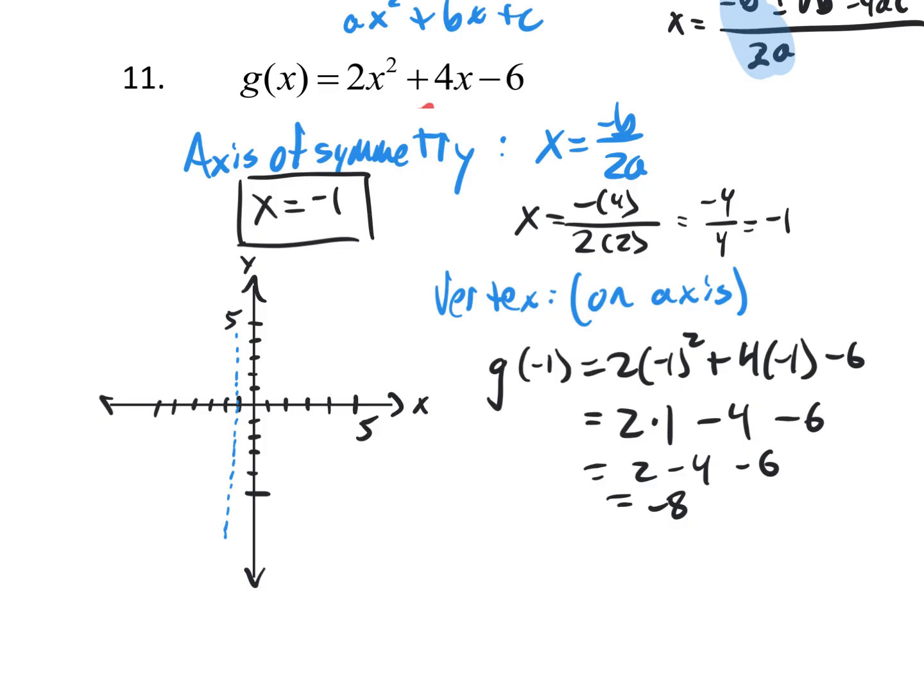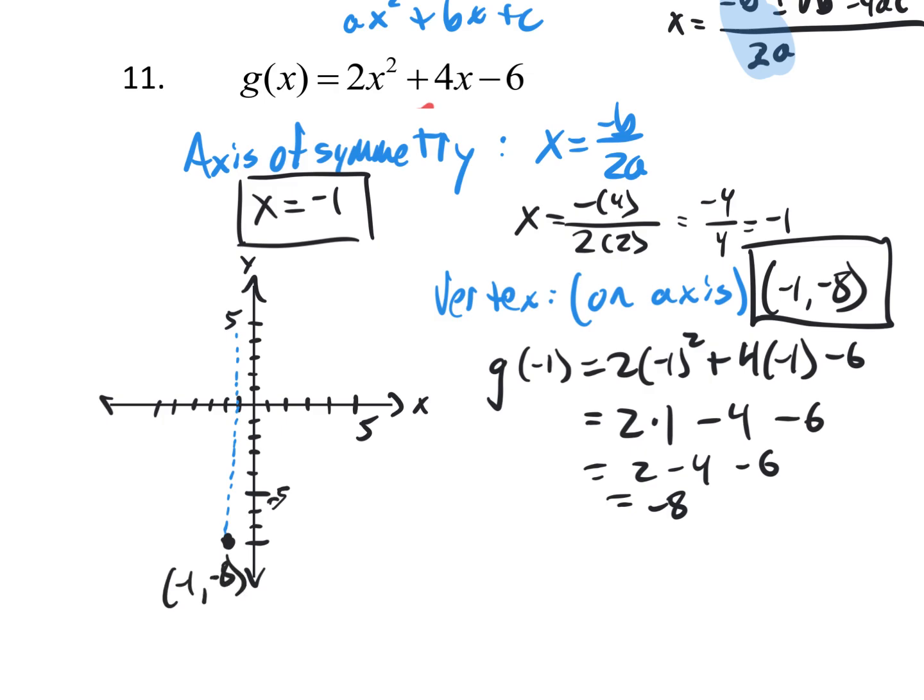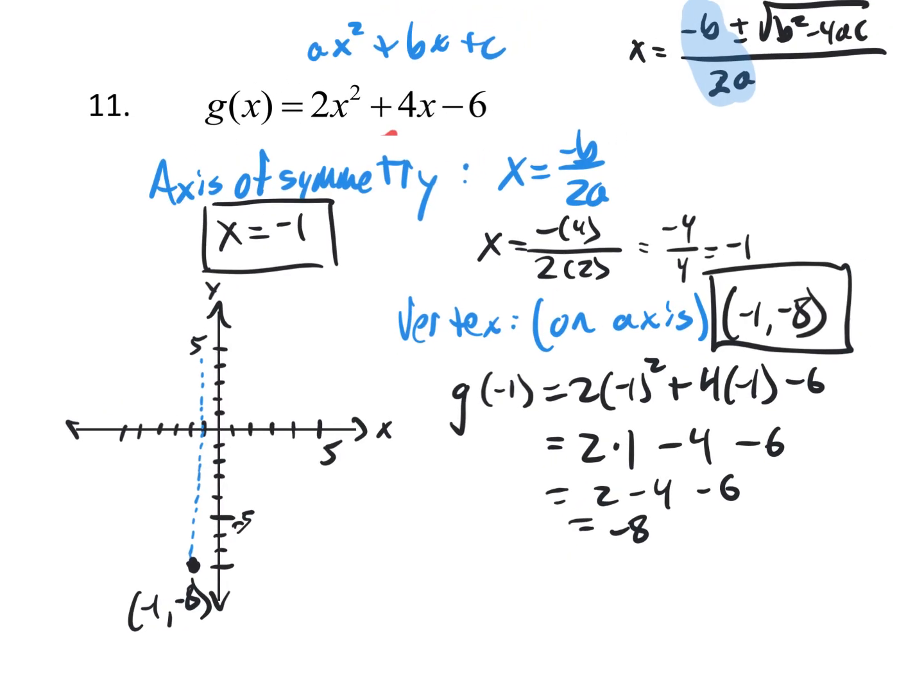So this is negative 1, negative 8. We need to write that as a coordinate. That is a point. So this is negative 5, 6, 7, 8. So down here abouts is our vertex, negative 1, negative 8. We need to find our zeros. So we're going to set this equal to 0.